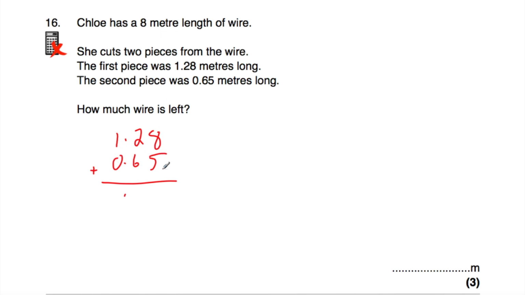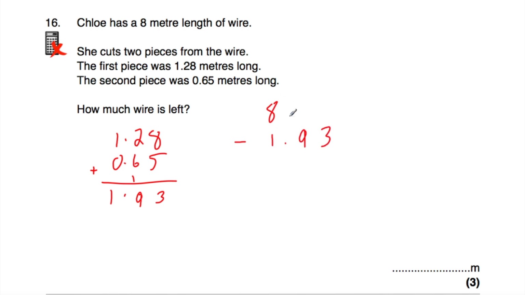So 8 plus 5 is equal to 13, put a 3 down and carry a 1. 2 plus 6 is equal to 8, plus another 1 is equal to 9, and then 1 plus 0 is equal to 1. So that means that Chloe removed 1.93 meters of wire from the initial 8 meter length of wire. So we're now going to do 8 meters subtract this 1.93. So we're going to do 8 subtract 1.93.